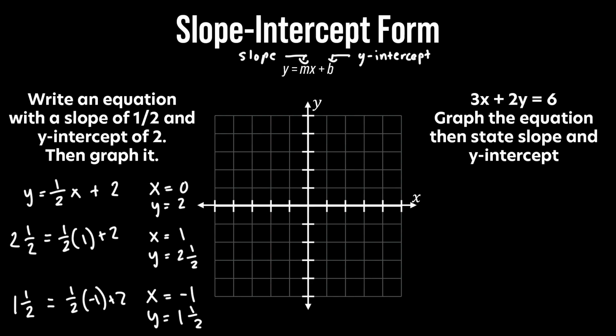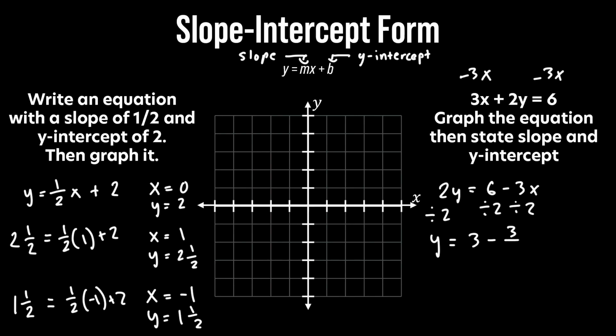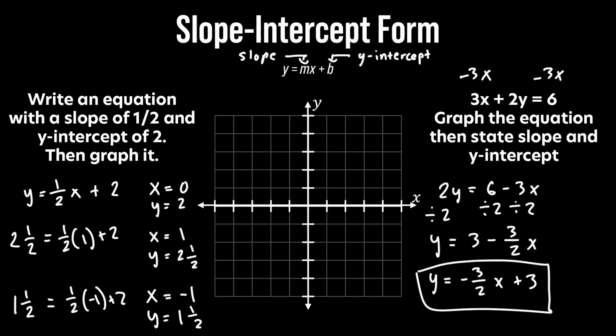First, let's subtract 3x from both sides of the equation. So if we subtract 3x on both sides, we're going to get 2y is equal to 6 minus 3x. And now we can promptly divide by 2. And we're going to get y is equal to 3 minus 3 over 2 x. And you can flip these numbers around, and we're going to finally get y is equal to -3 over 2 x plus 3. So we have effectively written it in slope-intercept form.